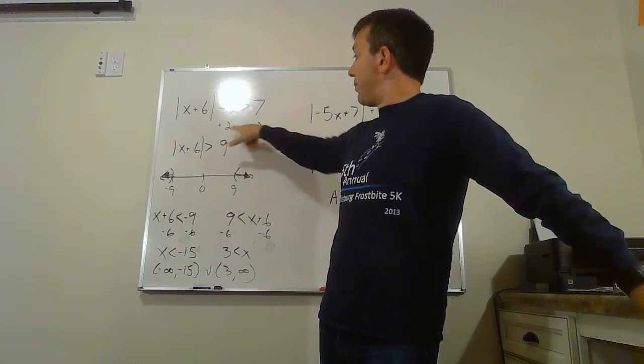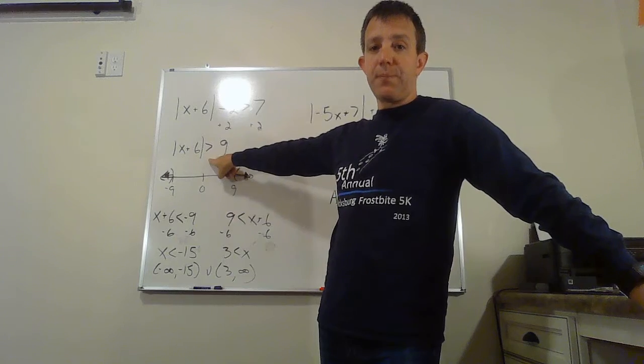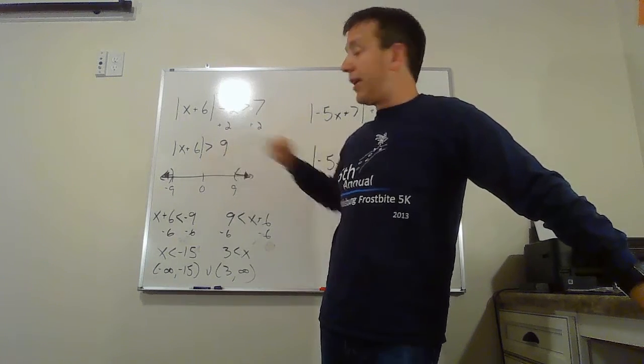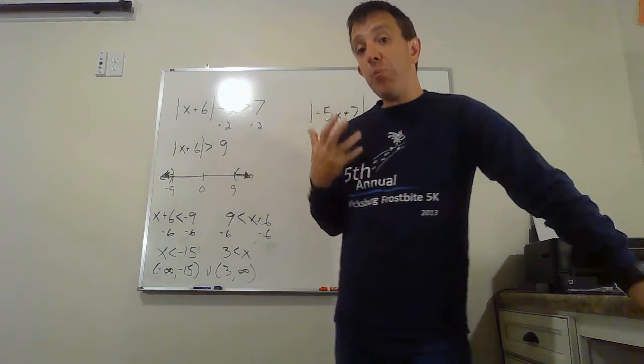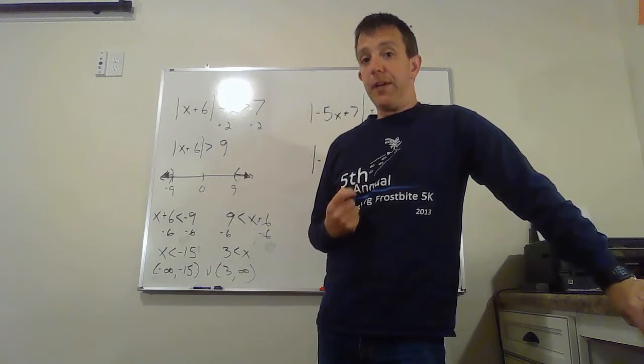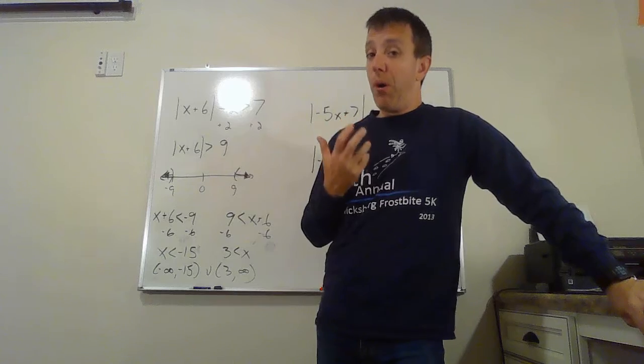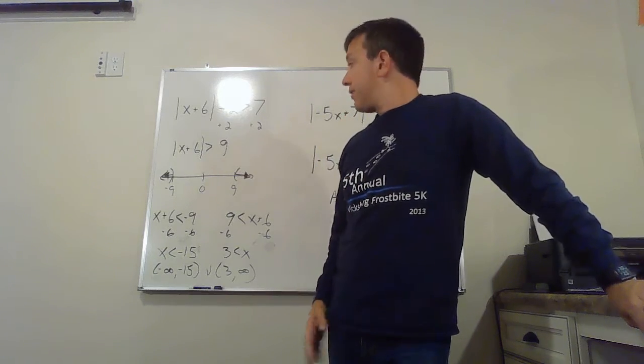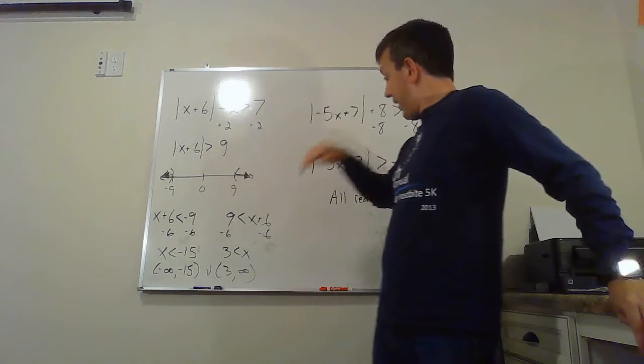So I add 2 to both sides, and that gives me the absolute value of x plus 6 is greater than 9. Okay? It will not work if you don't get the absolute value by itself first. That's always going to be your first step. So let's take a look at what we have.